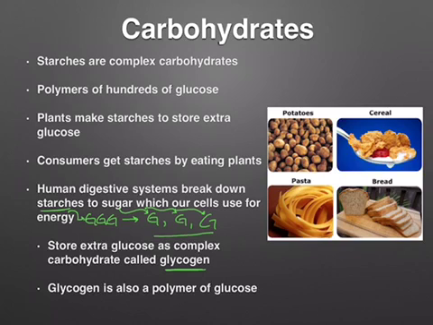Glycogen is also a polymer of glucose, where we have a glucose chain to a glucose, chain to a glucose, chain to a glucose. However, it's a different polymer than starch, and it's just how the atoms get rearranged that makes them different. Your image over here shows you examples of food that has carbohydrates in them. Potatoes, cereal, bread, and pasta are big storage units of carbohydrates.